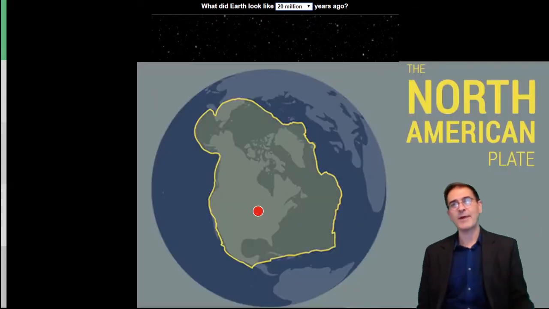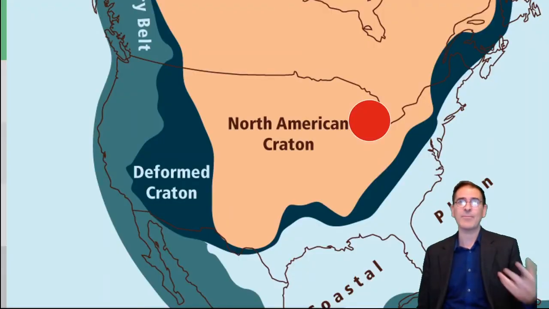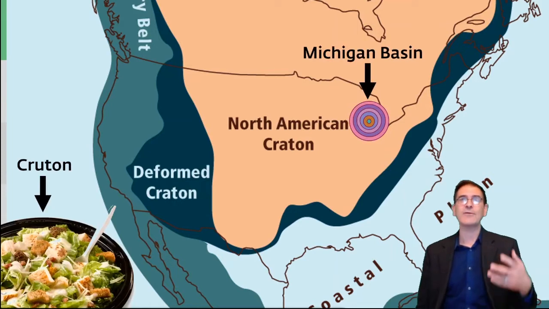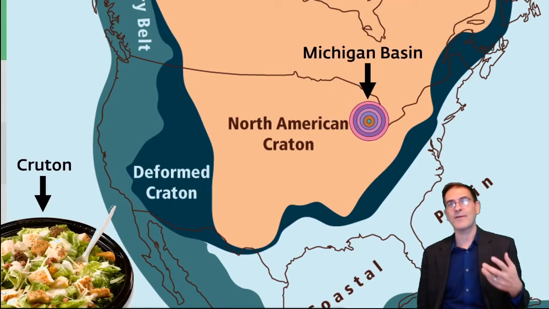So this is where we are. As I said, we're on the North American tectonic plate, and we're actually right in the middle of it. And the North American tectonic plate is actually one of the most stable tectonic plates on the planet. The part that we're in is actually called the North American Craton. And within the North American Craton, we are part of the Michigan Basin.